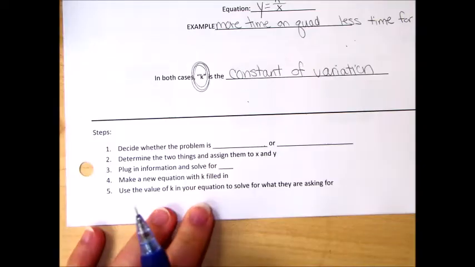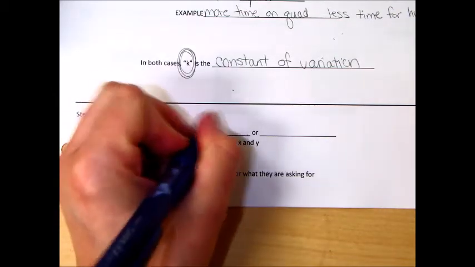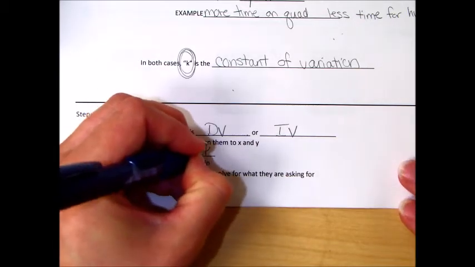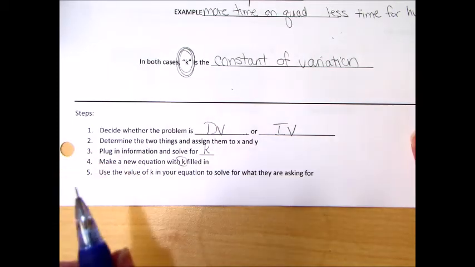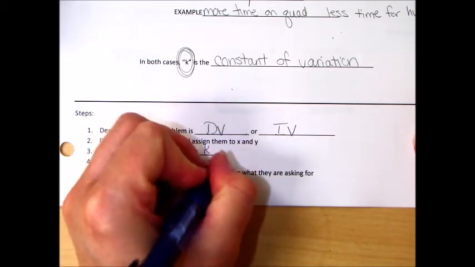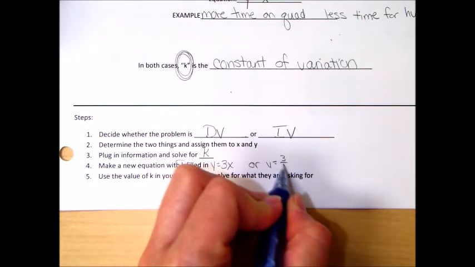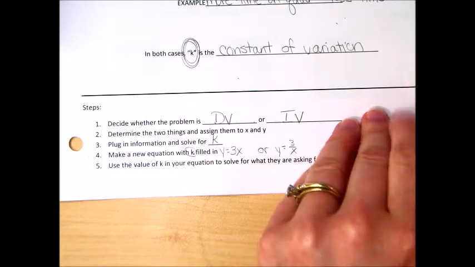There are steps to take in each of these problems. You need to decide, first of all, whether it's direct variation or whether it's inverse variation. So are they both going up, or is one going up and one's going down? You're going to determine the two things, put them in for x and y. You're going to plug in the information and solve for k. You're going to make a new equation. Make sure you fill k in. For example, it will look like y equals 3x, or it will look like y equals 3 over x. So you're going to fill in k. And then they'll ask you more to plug in, and you have to solve for the unknown.